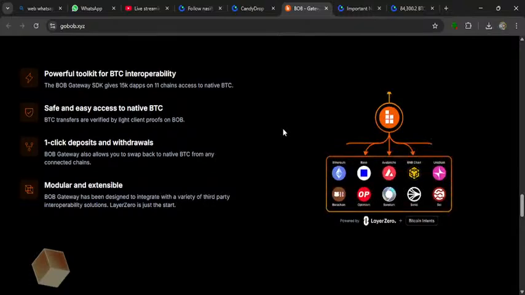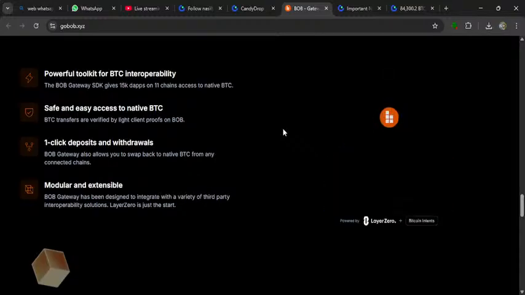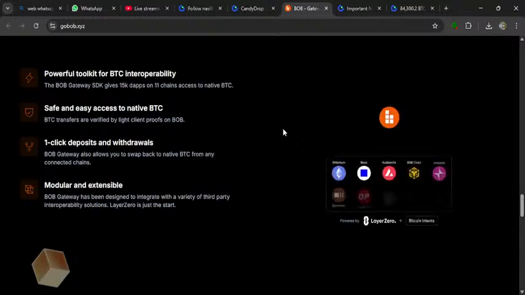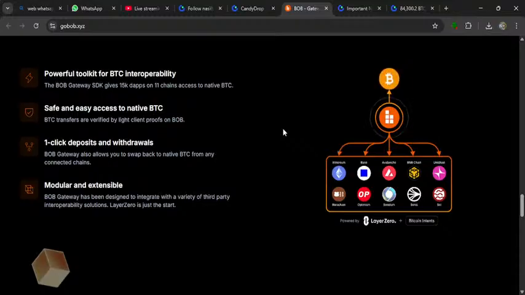Modular and extensible. Bob Gateway has been designed to integrate with a variety of third-party interoperability solutions. Layer 0 is just the start.